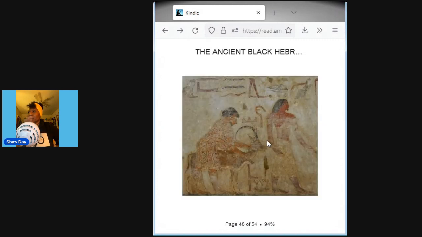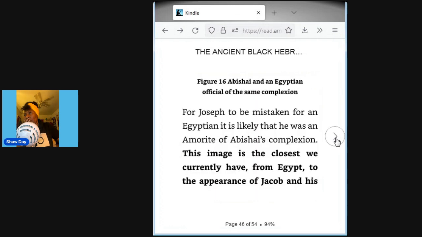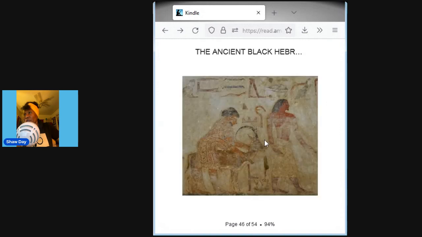Okay, here again is this Egyptian. This is the original painting, original on the walls. It's painted on the walls. It says for figure 16, Abishai and an Egyptian official of the same complexion. They're talking about these two here. Same complexion. Sometimes they're a little lighter than the Egyptians.